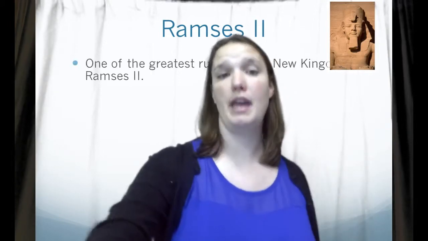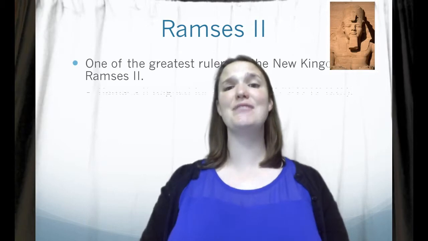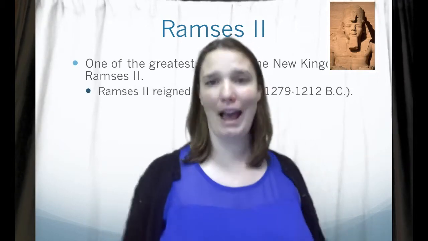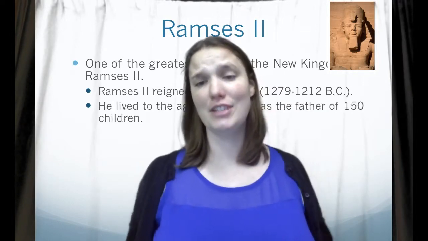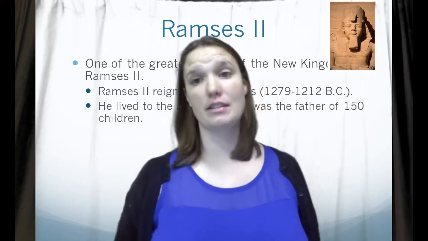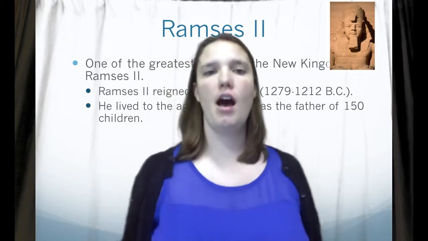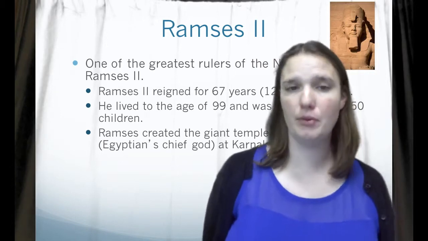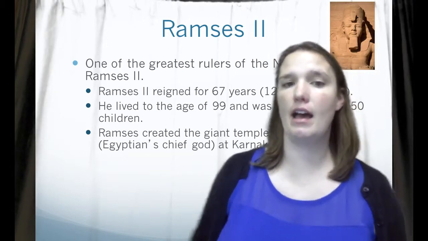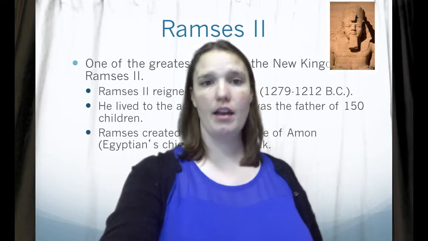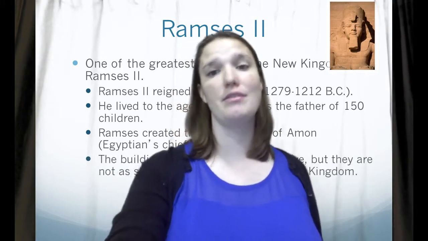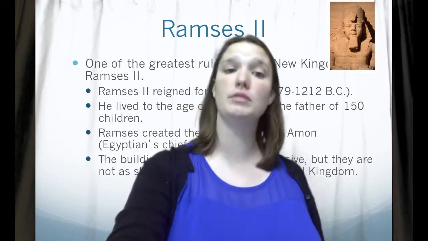And then our next person we're looking at is Ramses II, and Ramses II is considered kind of the greatest ruler of the New Kingdom. He rules for 65 years. He's like 99 years old when he dies. He has 150 children. He has obviously more than one wife. He's got some great temples, and he is the chief god. His buildings were huge and impressive, but they're not nearly as skilled as those from the Old Kingdom. And this is the Great Temple of Ramses.